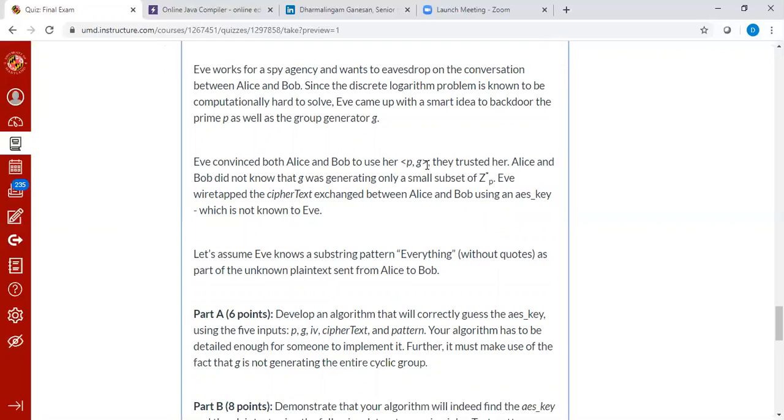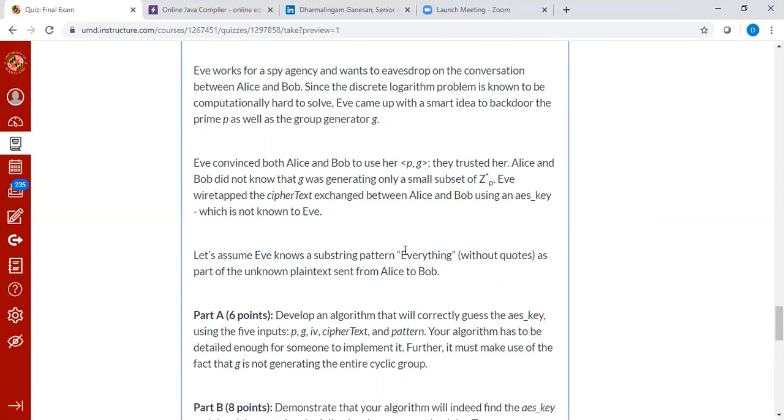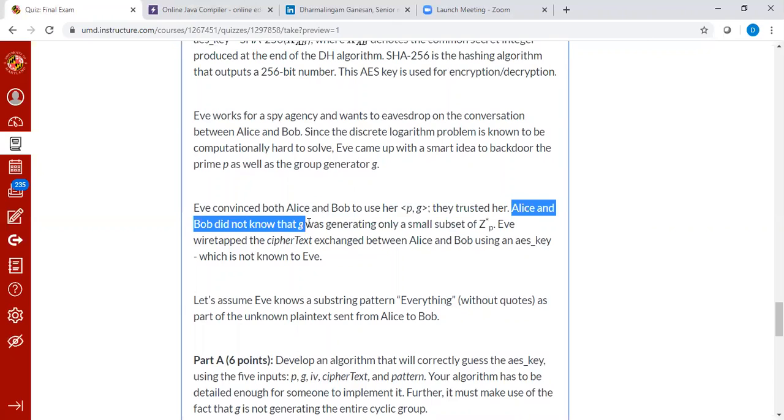Eve knows what P and G are because she actually backdoored them and gave them to both Alice and Bob. Eve also knows she has to look for the word "everything". If her guess of the AES key is correct, when she decrypts, she will find the word "everything". Otherwise, very likely, decryption will not have this nice word. Okay, so one key point that's hidden here is that Alice and Bob didn't know the fact that G was already generating a small subset of ZP star.